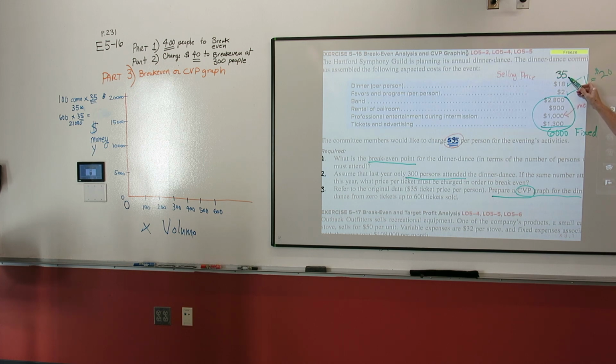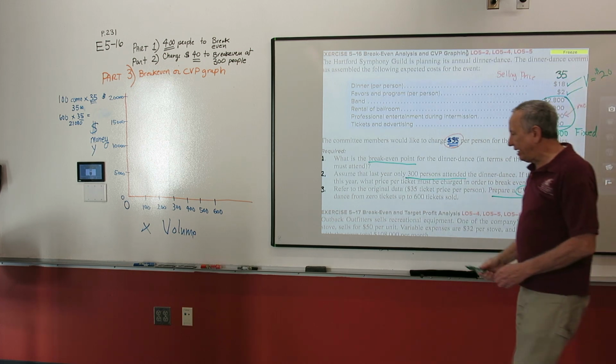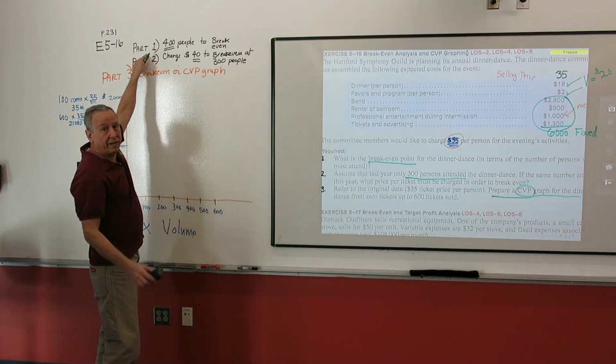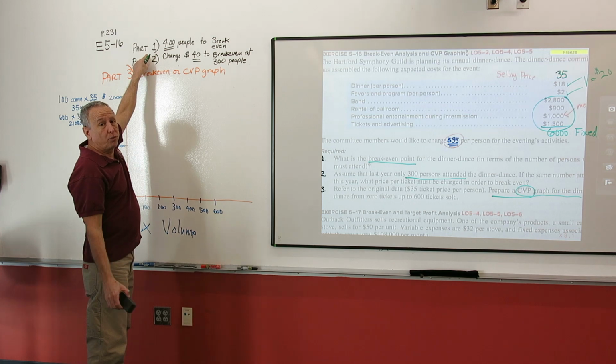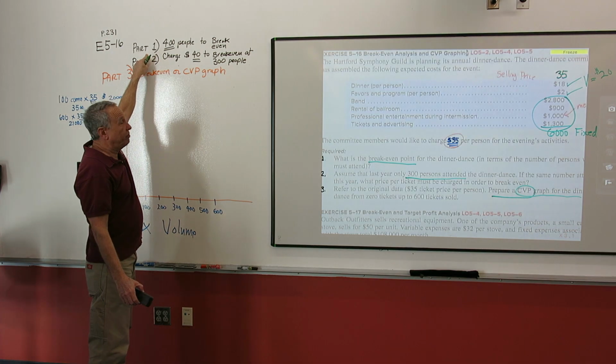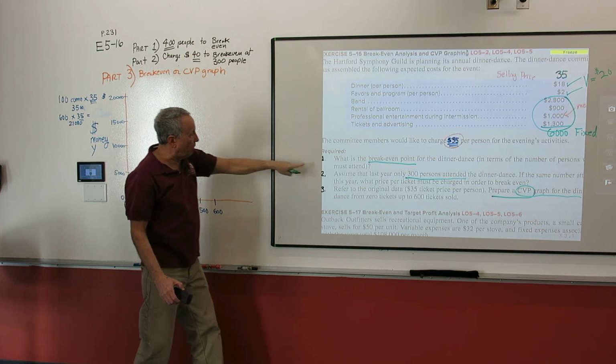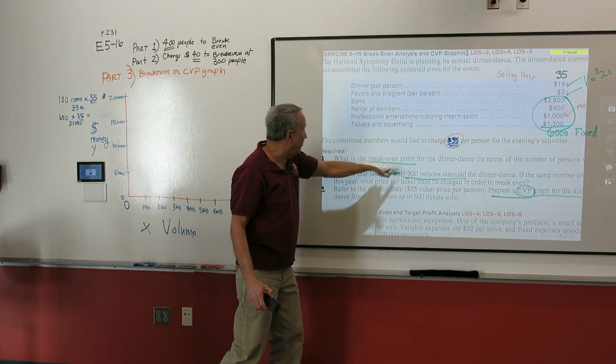Now they're charging people $35. The first question that was asked was, what's it take to break even in part 1? Now we did that before we went on break and before this virus hit. And we calculated it was 400 people to break even. That was part 1. What is the break even point?